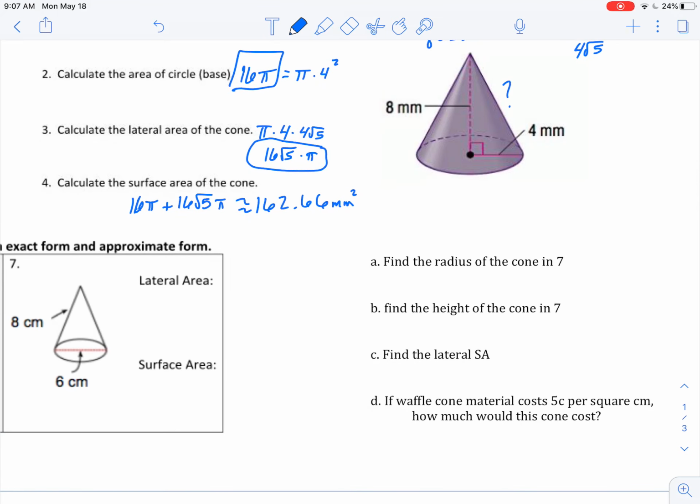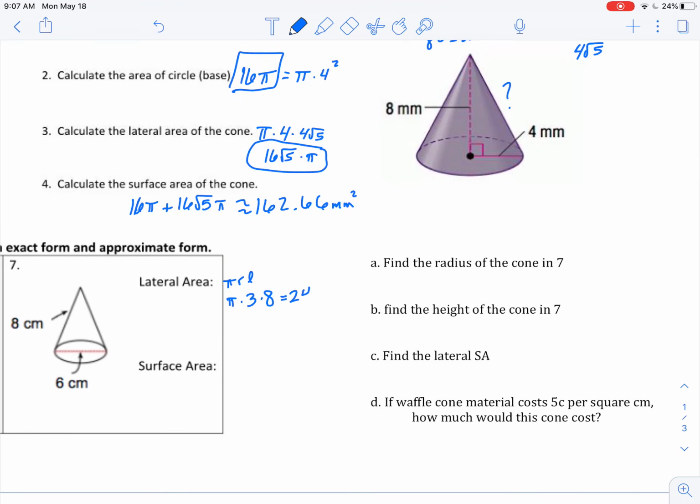Alright, now let's do the same thing for number 7. I'm going to find the lateral area, that's pi r L, which is pi times the radius, and the radius is not 6, it's 3, times 8. My diameter is 6, so half of 6 is 3. So the lateral area is 24 pi. The area of the base is 9 pi, or pi times 3 squared. So the surface area is 9 pi plus 24 pi, which is 33 pi.